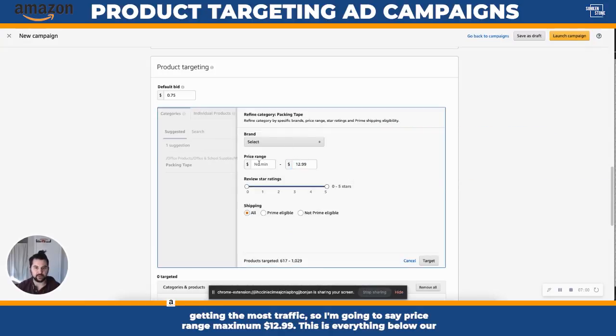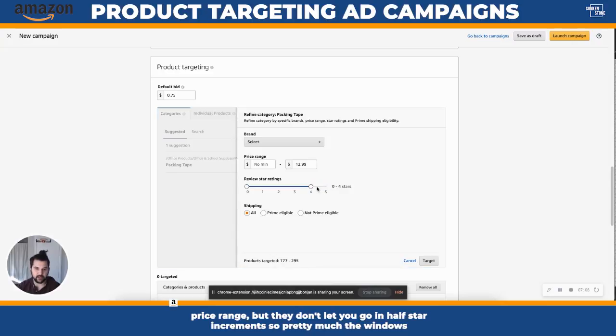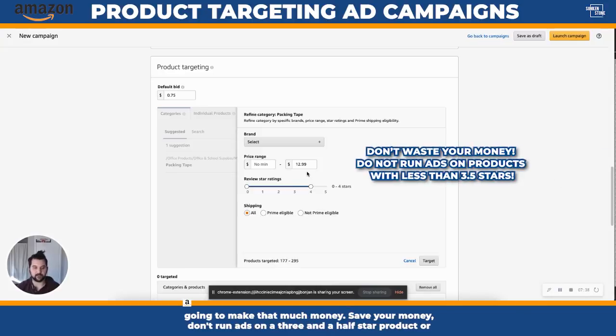So this is everything below our price range, but they don't let you go in half-star increments. So pretty much the windows you're going to be doing are 0 to 4 stars and then 4 to 5 stars. This is essentially saying, is it going to be above or below whatever stars your product has? I'm going to assume that the product you're advertising has 4 stars and up. If you have 3.5 stars, be careful with advertising. That money would probably be better used generating reviews rather than doing ads, because your conversion rate is going to be in the trash. You're just not going to make that much money. So save your money. Don't run ads on a 3.5 star product or below.